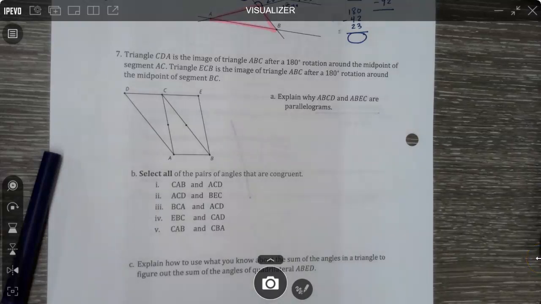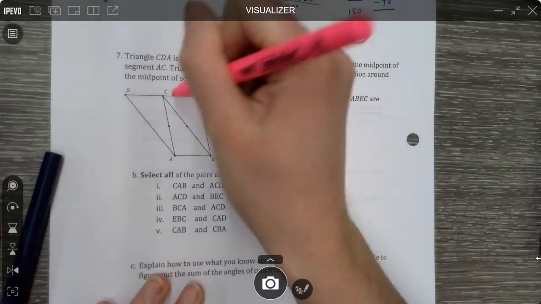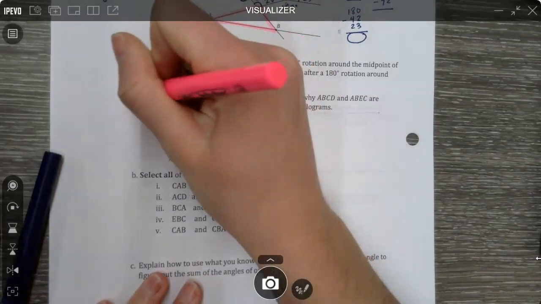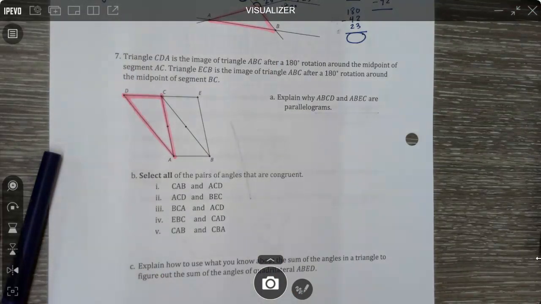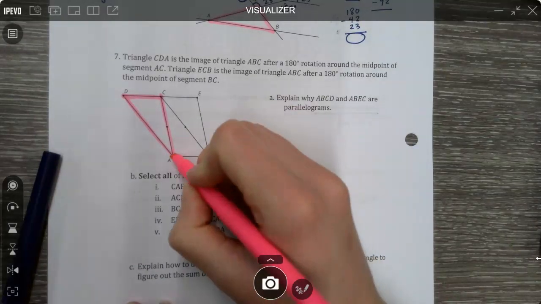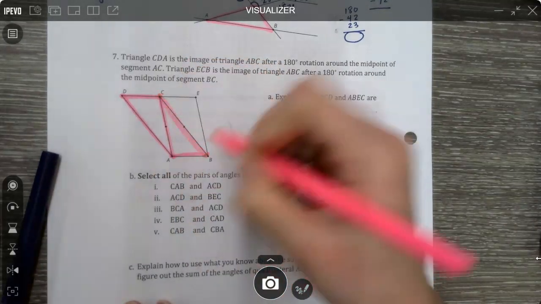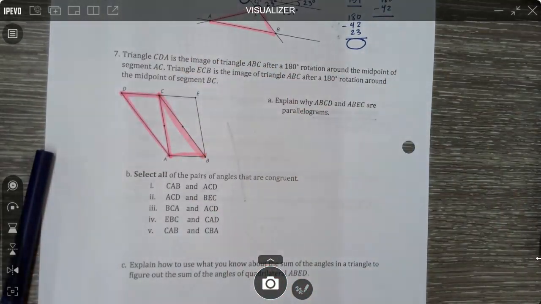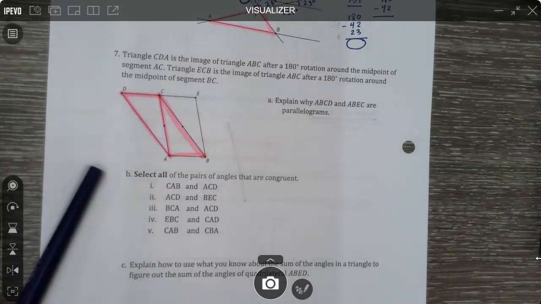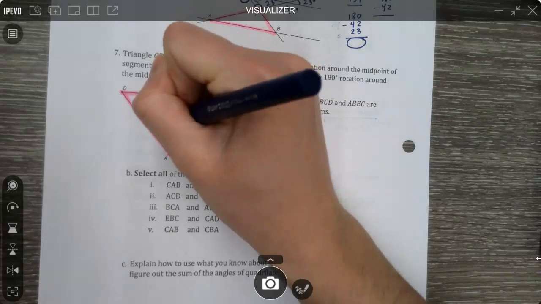Number 7. It says triangle CDA. So I like to know, what are we talking about? C, D, and A is the image of triangle ABC. Okay, sorry, ABC. So we're talking about these two triangles. And it says after a 180 rotation around the midpoint of segment AC. So we rotated it right here.